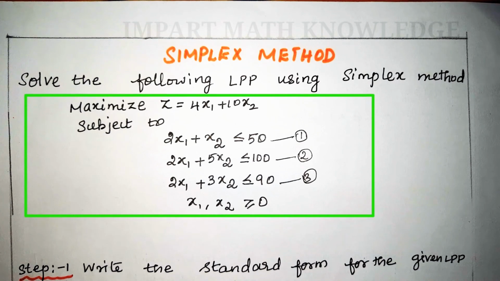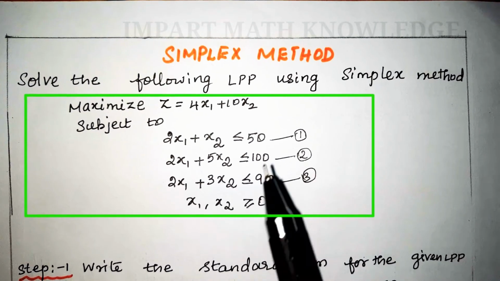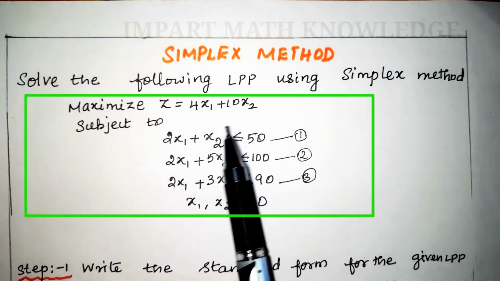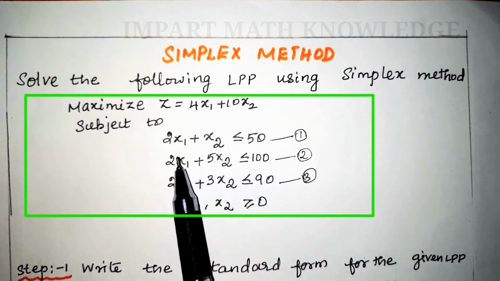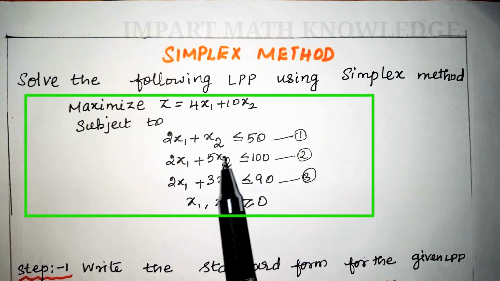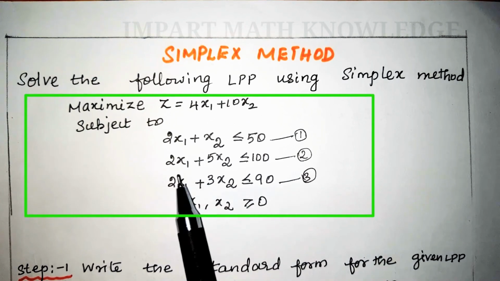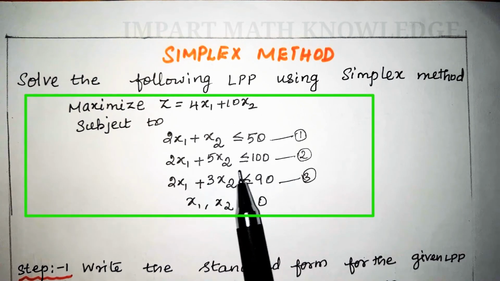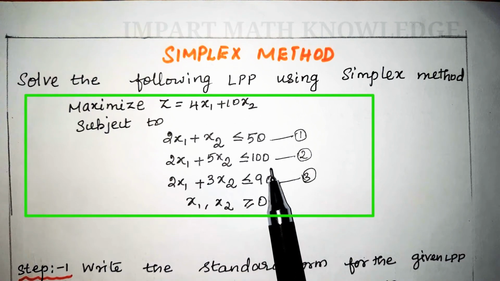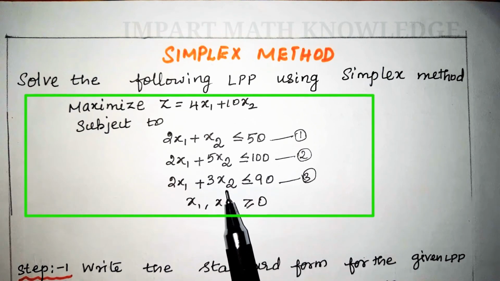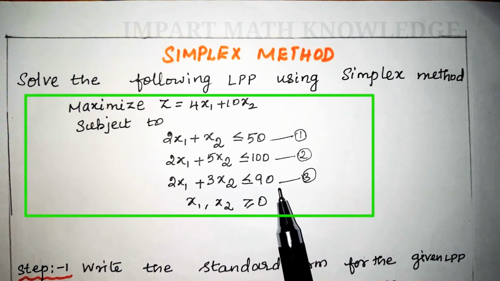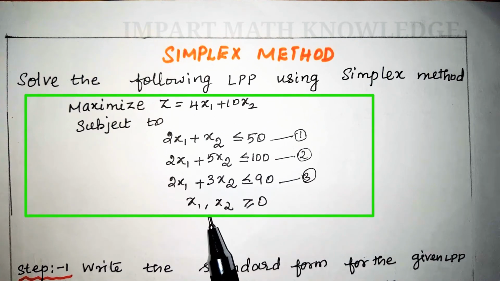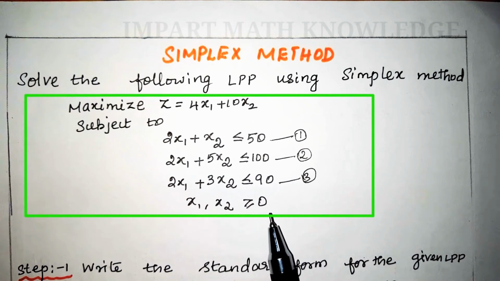In this video, I am going to discuss simplex method. The problem is maximize z is equal to 4x1 plus 10x2 subject to the conditions 2x1 plus x2 less than or equal to 50, 2x1 plus 5x2 less than or equal to 100, 2x1 plus 3x2 less than or equal to 90, and the non-negativity conditions x1 comma x2 greater than or equal to 0.